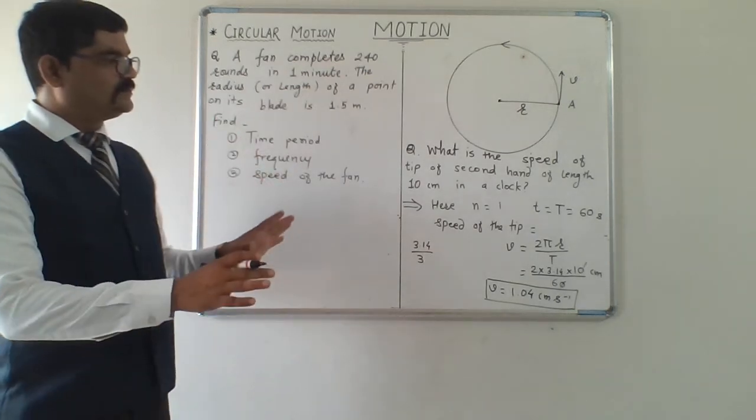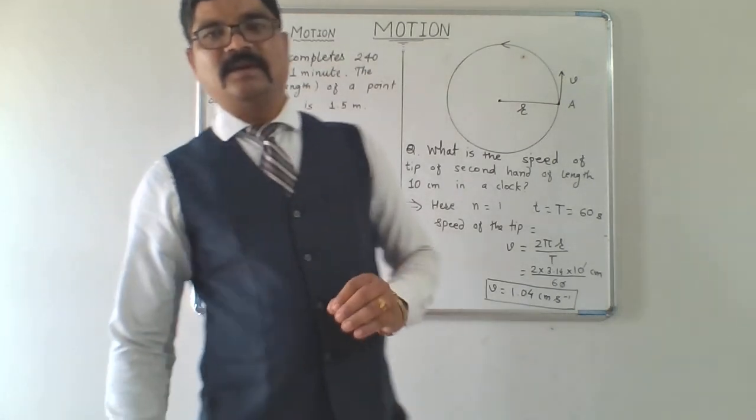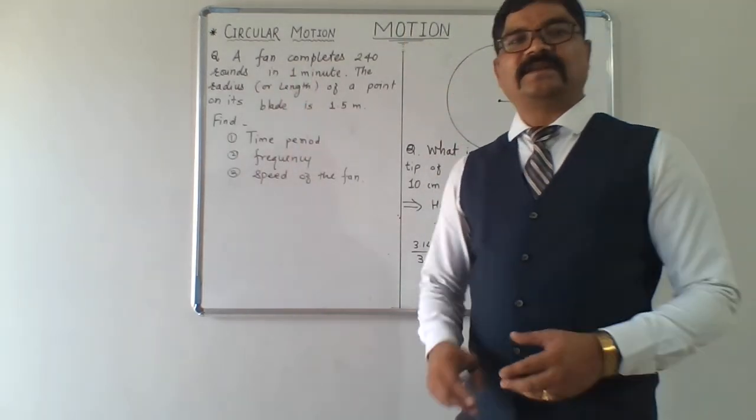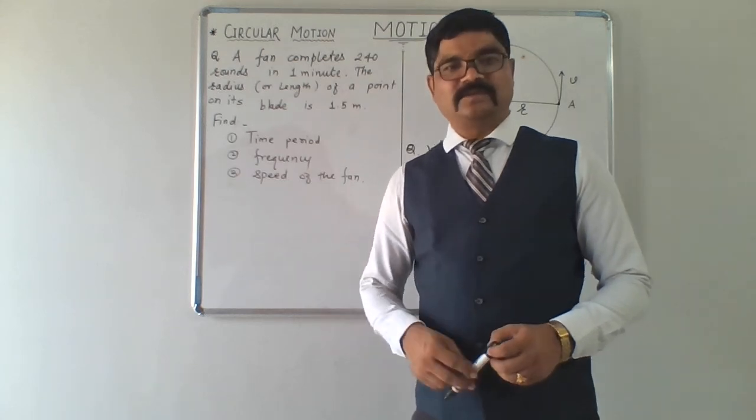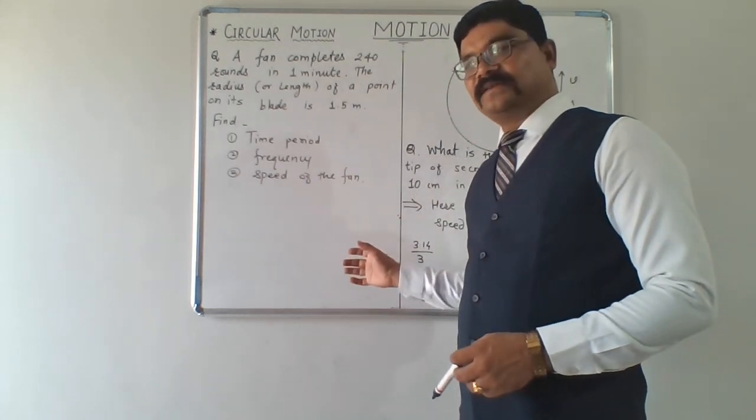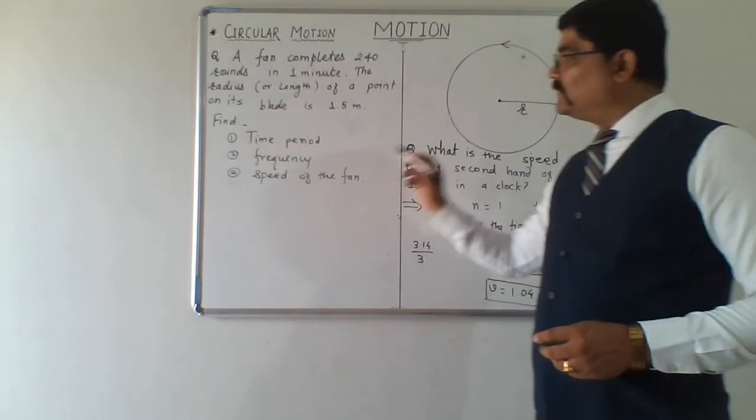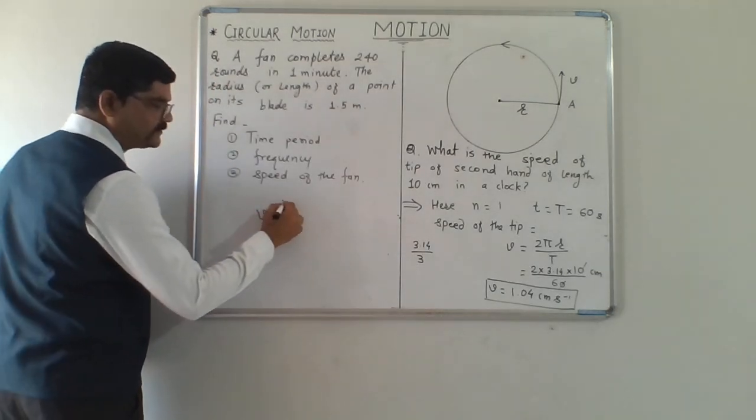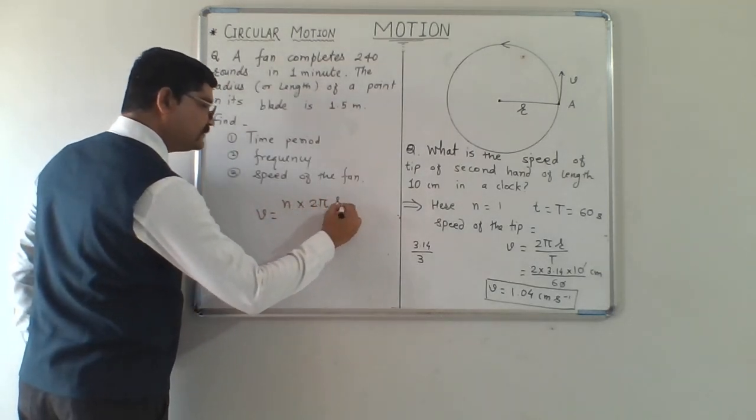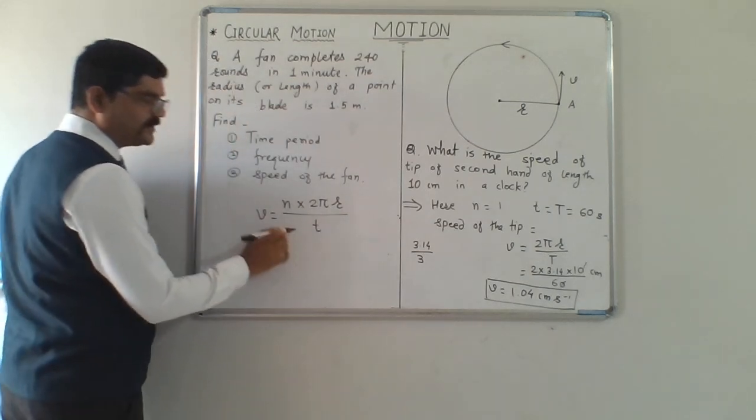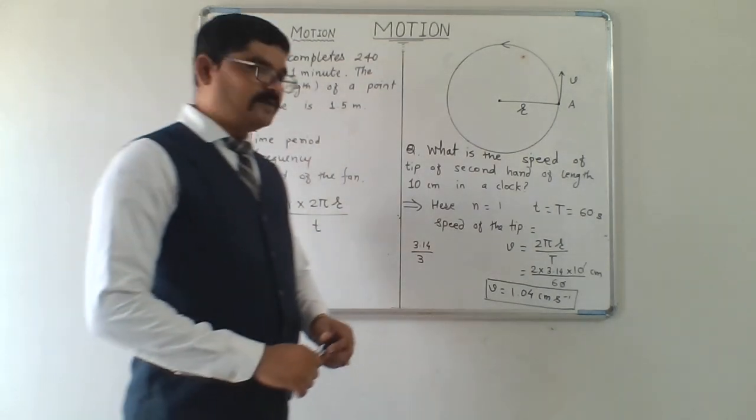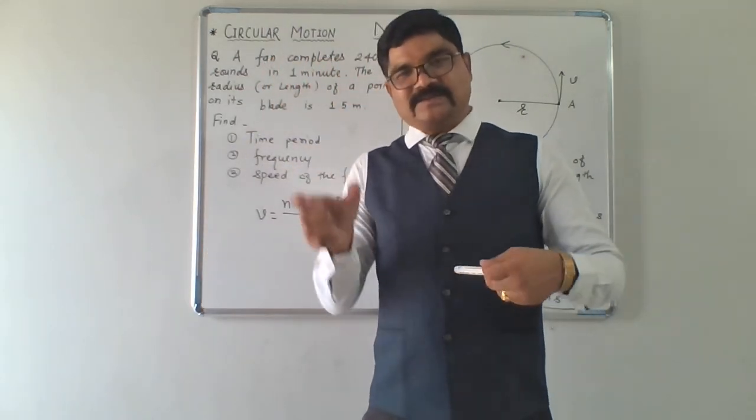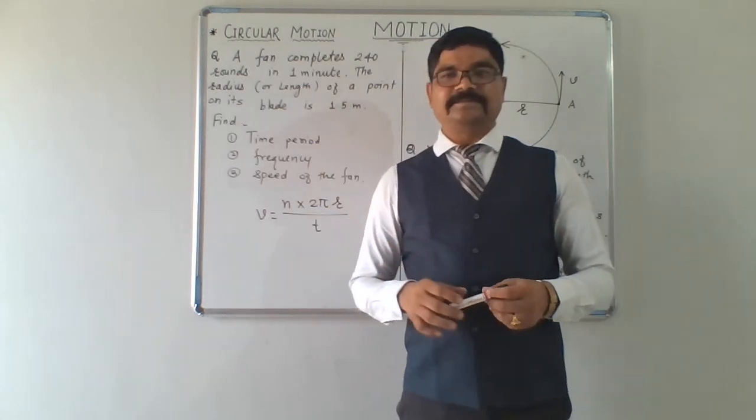I hope you have understood the concept of circular motion. Try to solve this question and try to solve the questions given in your textbook and reference books. This is a very simple concept where we will always need the formula V equals N times 2 pi r by T. This is total time. These are the number of turns of rotation. So this was the last point of this chapter called motion.